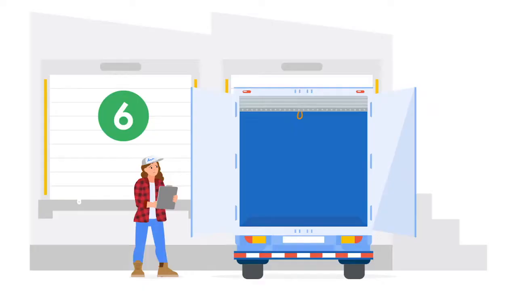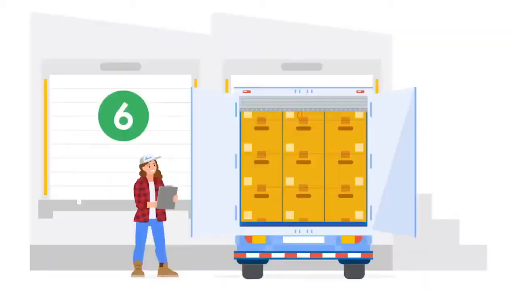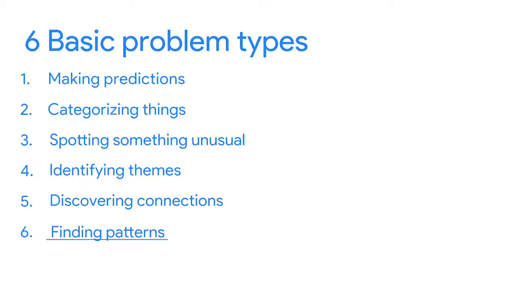For example, if shipments are running late because one company only delivers Monday, Wednesdays, and Fridays, and the other company only delivers Tuesdays and Thursdays, then the companies can adjust to do deliveries on the same day to reduce waiting time for customers. Alright, we've come to our final problem type, finding patterns.